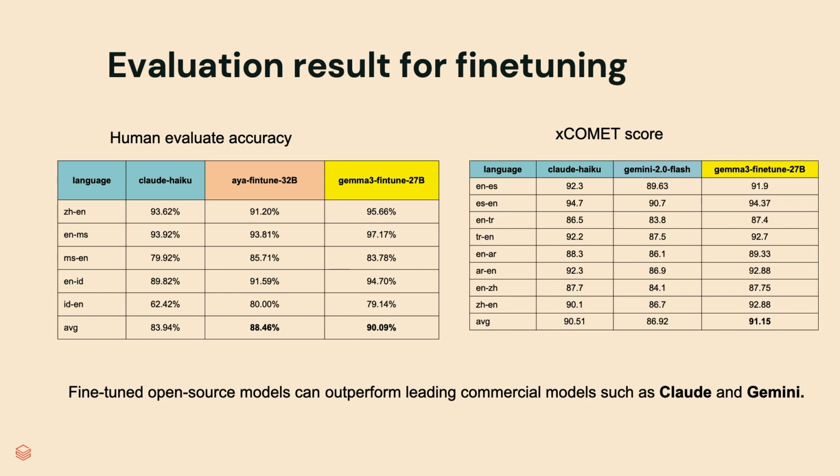From the results, we can see we compared our fine-tuned models like Aya and Gemma 3 with Claude and Gemini 2 Flash. And we can see from the results for different language pairs that some open source models can outperform the leading commercial models like Claude and Gemini in gaming translation tasks.